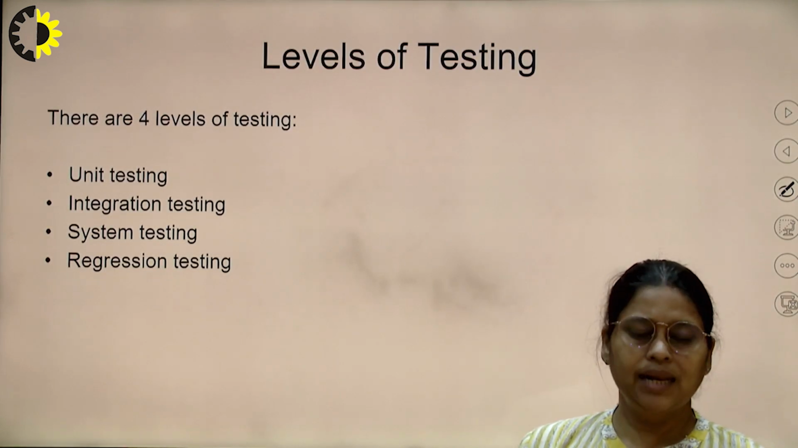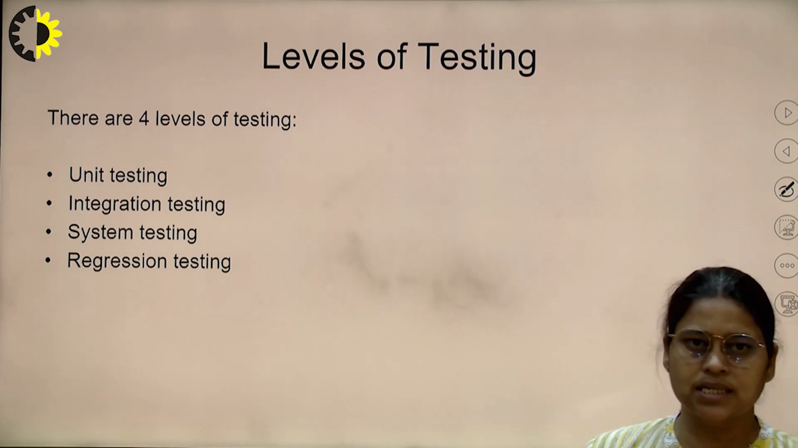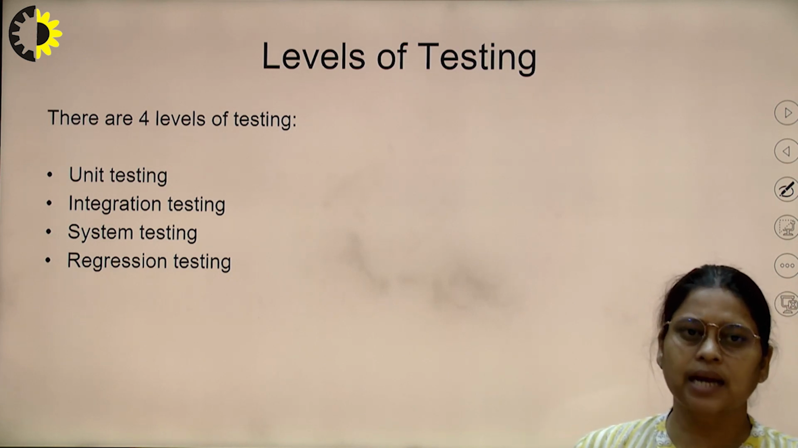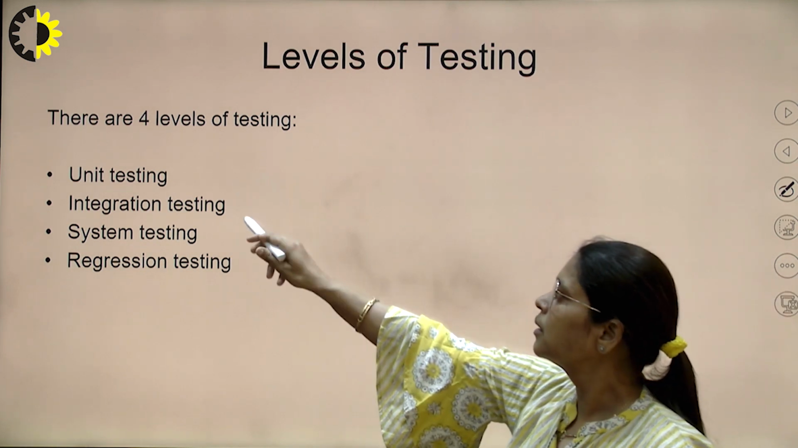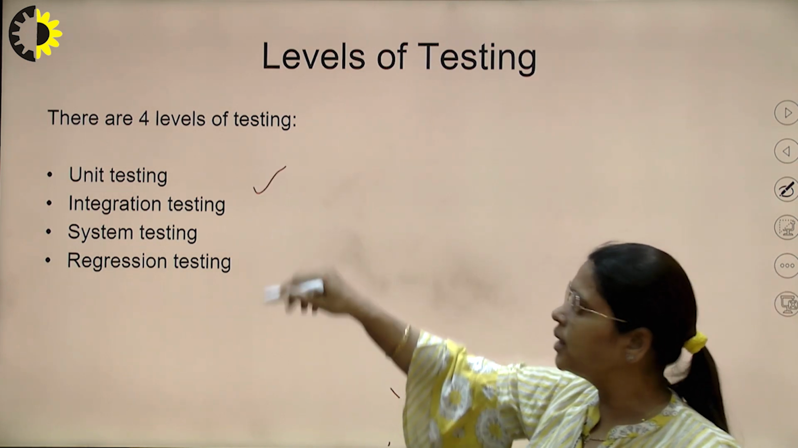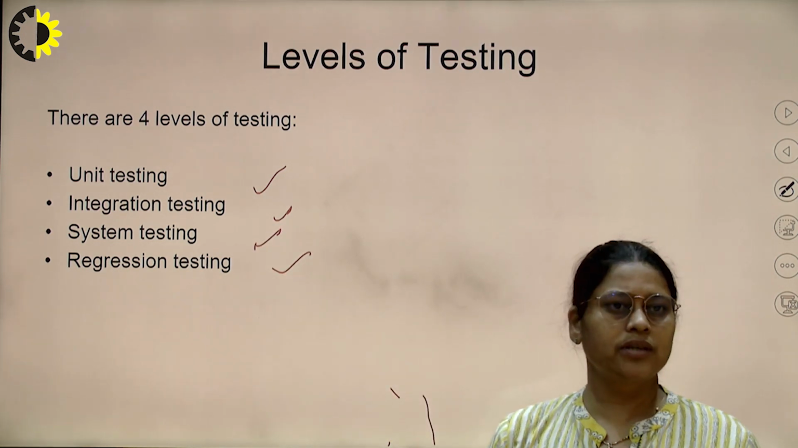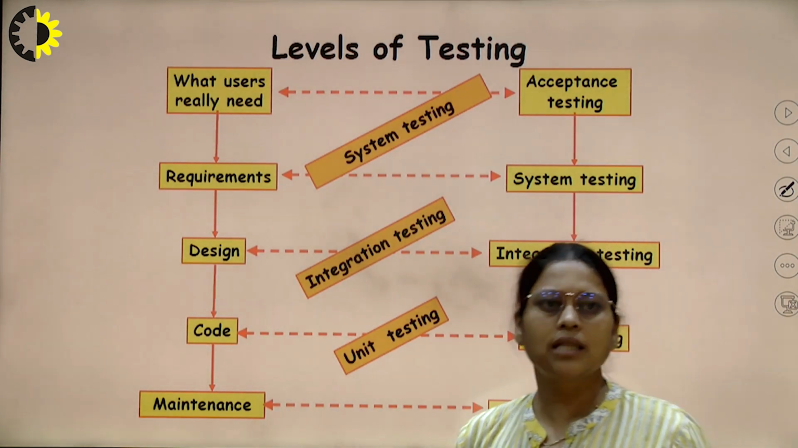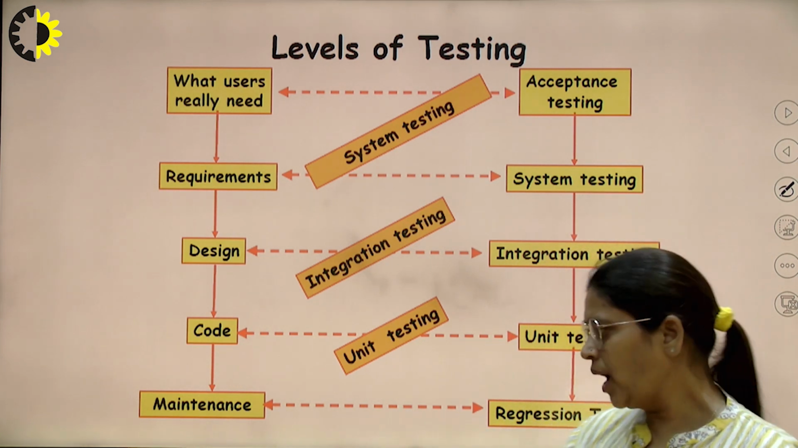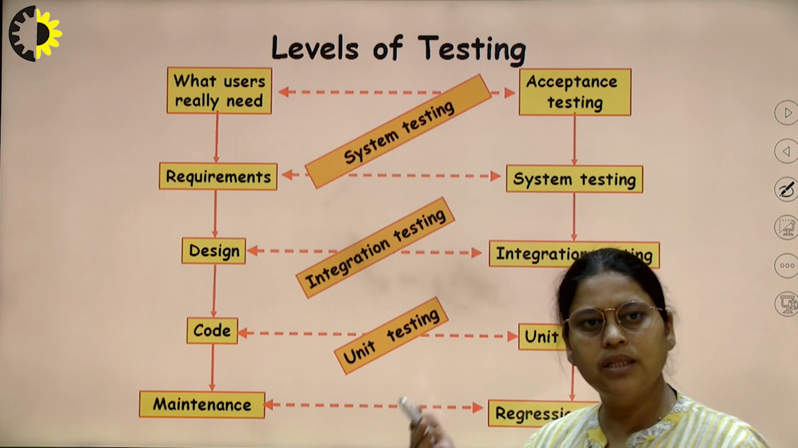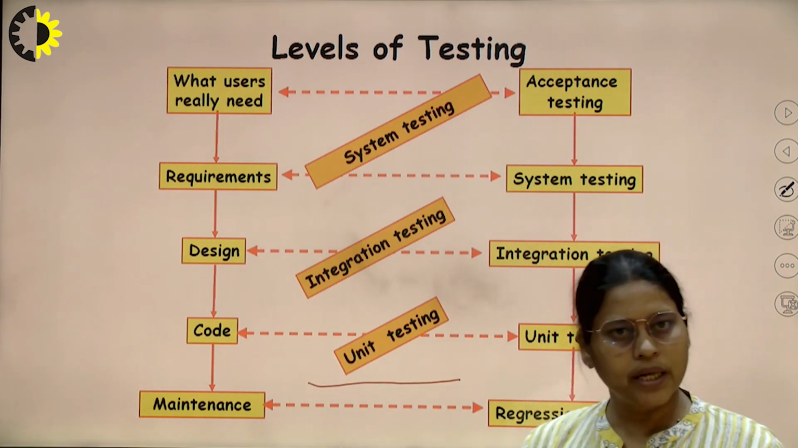Now, levels of testing. Various levels of testing, or various testing strategies, are available. The first one is unit testing, then integration testing, then system testing and regression testing. So, these are the levels of testing. Initially, we have to start with unit testing, which is done under coding.